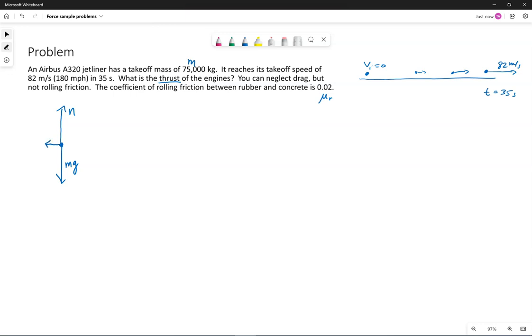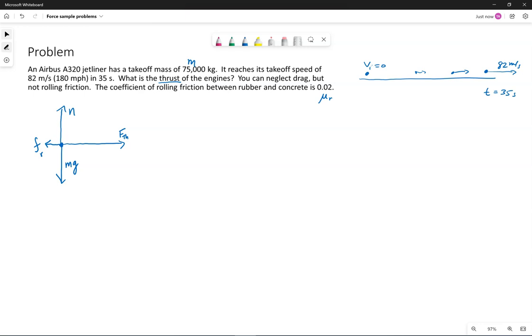That rolling friction is opposing the motion. And then the problem is asking for the thrust of the engines, that forward thrust that's causing the plane to speed up. All right. Since the plane has not yet taken off, that thrust still is directly forward, so we're not lifting off the ground yet.